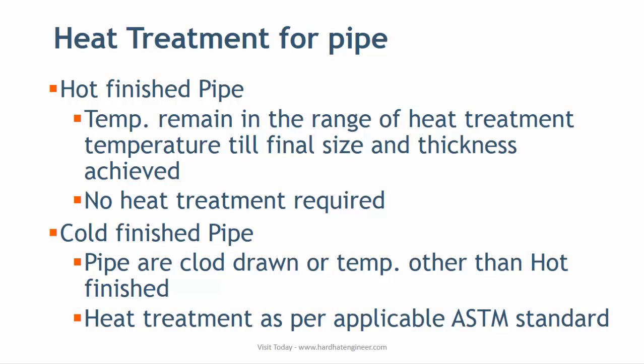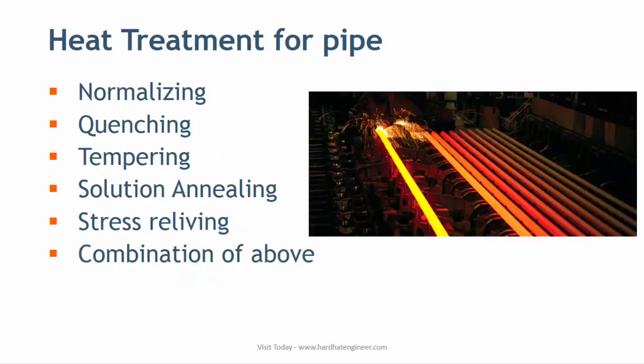Selection of heat treatment method will depend on the type of material and what material properties you want to restore or further enhance on the existing properties. These heat treatment methods are normalizing, quenching, tempering, solution annealing, stress relieving, or a combination of these.